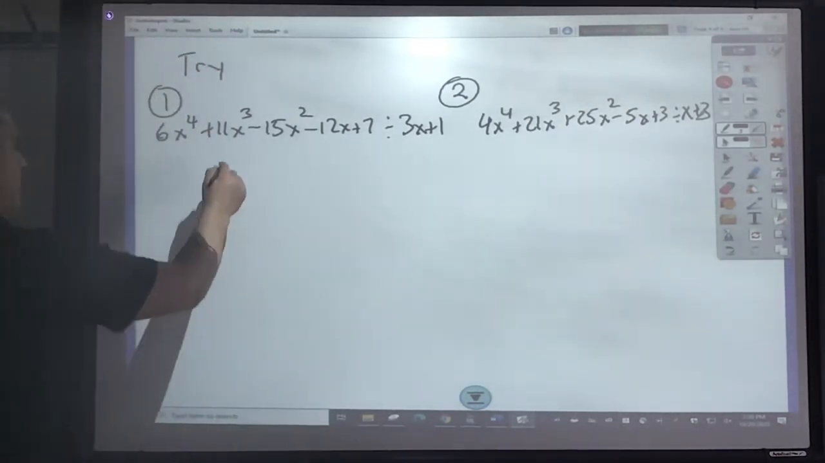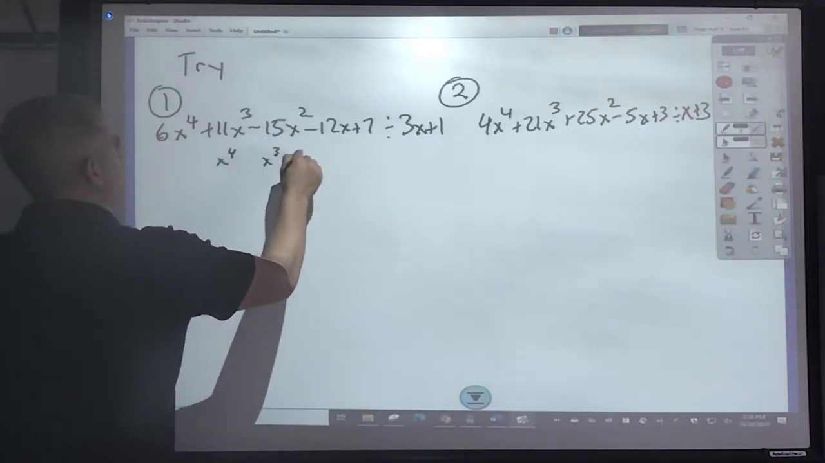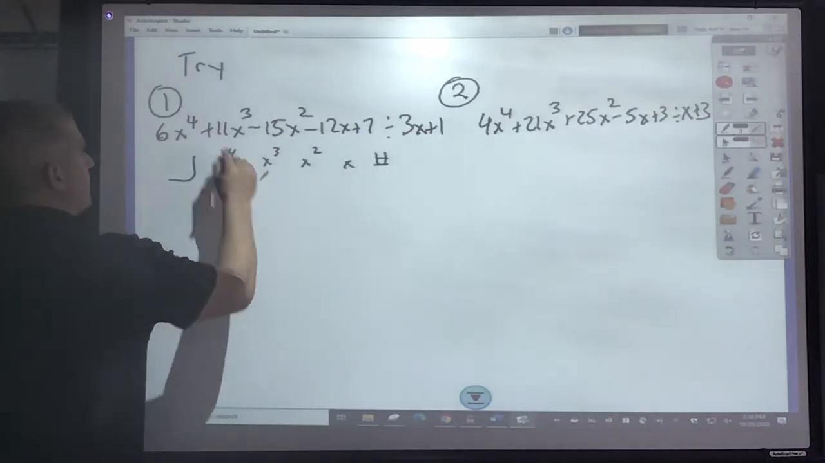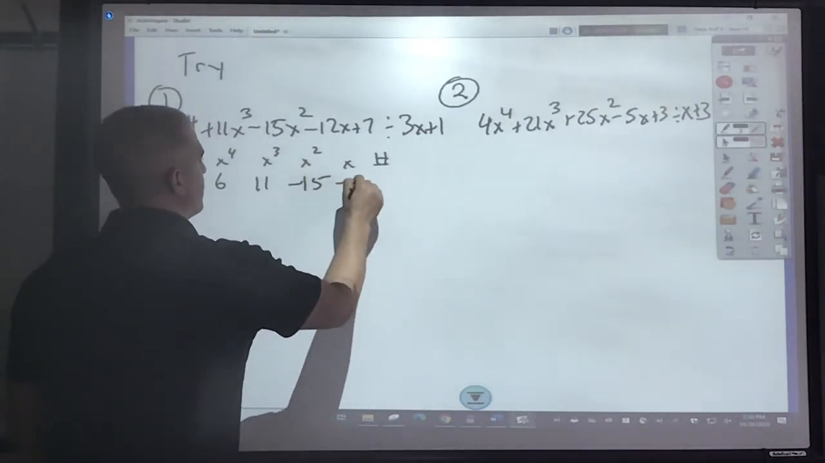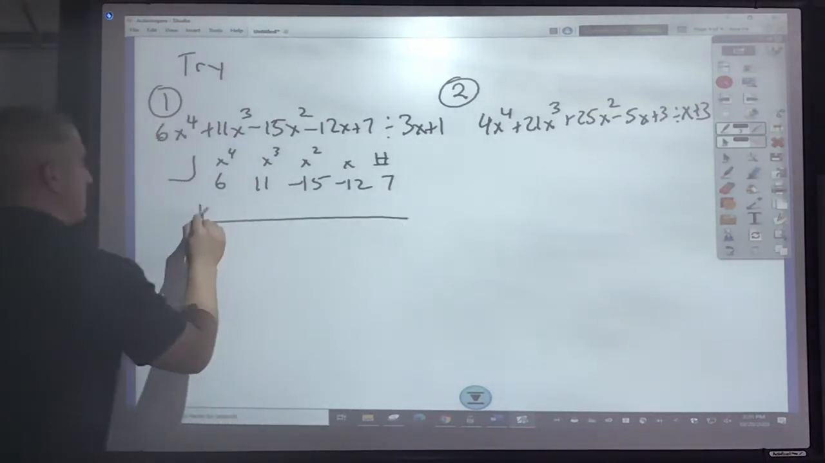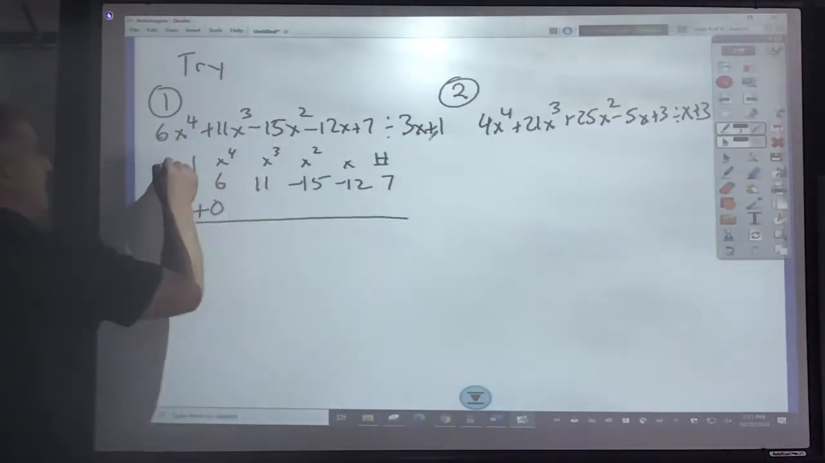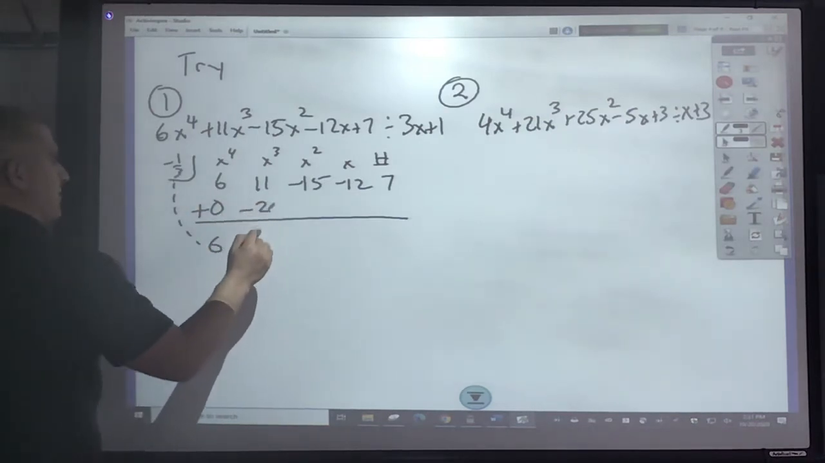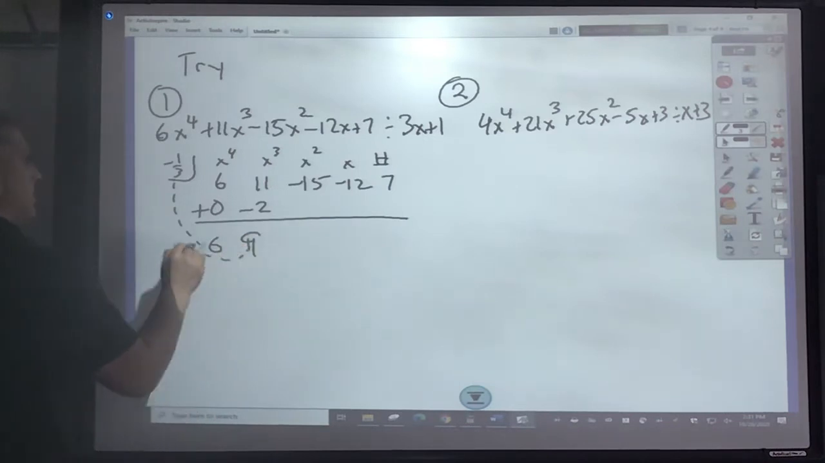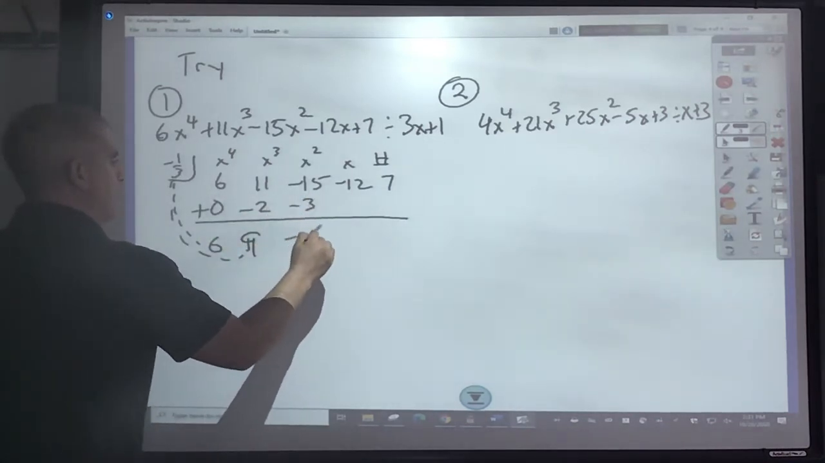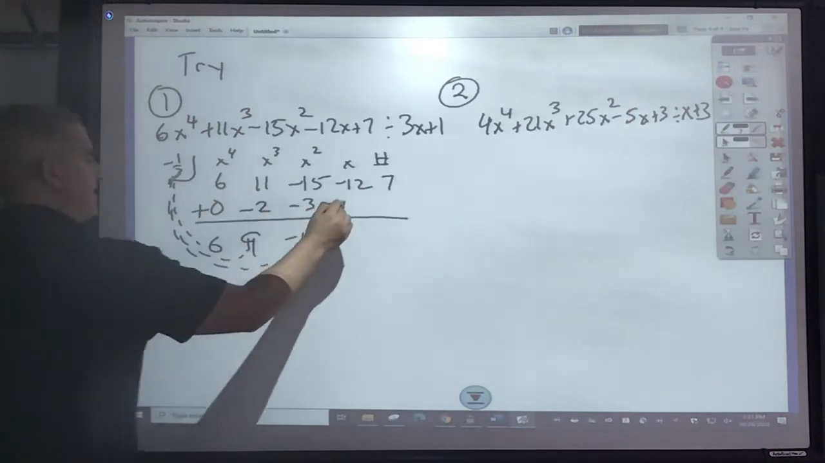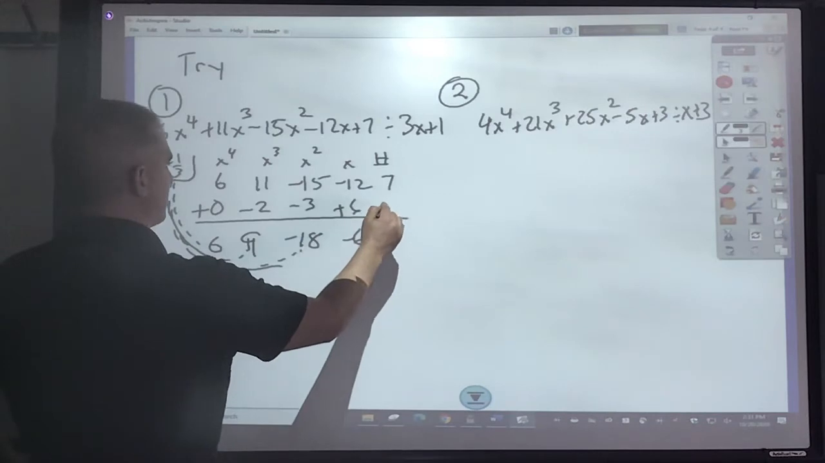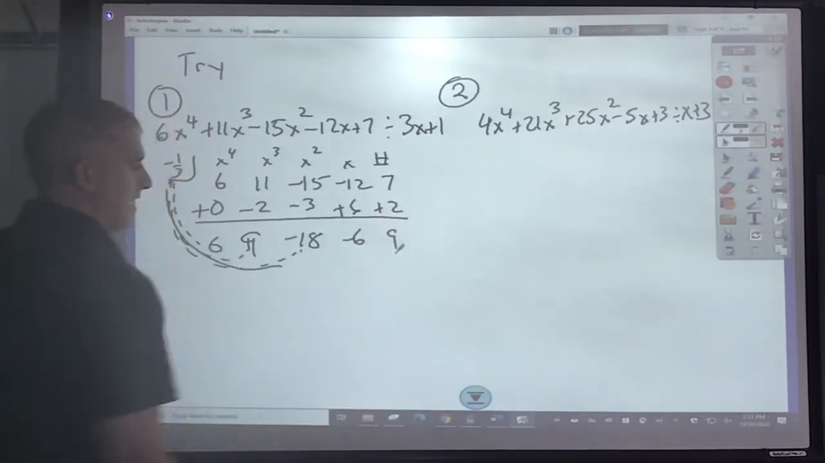All right, unpause. So I've got x to the fourth, x cubed, x squared, x, number. So that's 6, 11, negative 15, negative 12, and 7. Big line with a plus 0. If I solve that, I would get negative 1 over 3. 6 plus 0 is 6. Multiply in there gives me negative 2. That would give me 9. 9 times this would give me negative 3. That'd give me negative 18. Take this, multiply, I get 6. That'd give me negative 6. Multiply that would give me positive 2. And then that would give me 9.